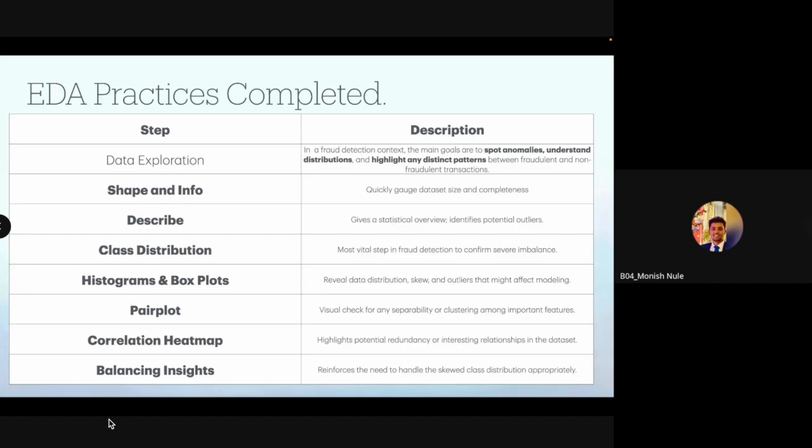Class distribution is the most vital step in fraud detection. Histograms and box plots reveal distributions, skewness, and outliers that might affect the model, and the imbalance we can see in the class and the amount. Pair plot: we have seen the scatter plots among the 30 columns. Correlation heat map: we have seen the correlation of the amount with the V7 and V28 columns. Balancing insights reinforce the need to handle the skewed classes, which we will see now.